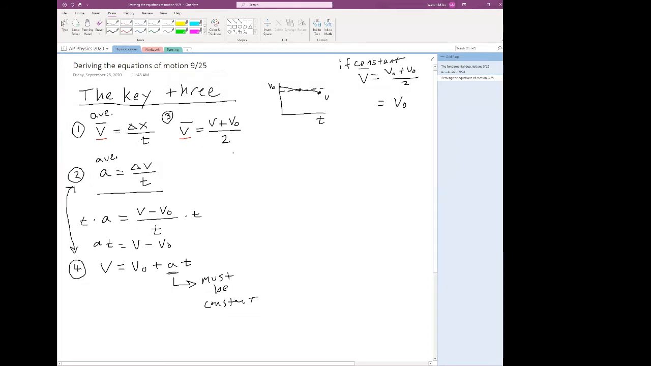I'll just write it over here again. Average velocity is equal to delta x over t. Average velocity is equal to v plus v naught over 2.